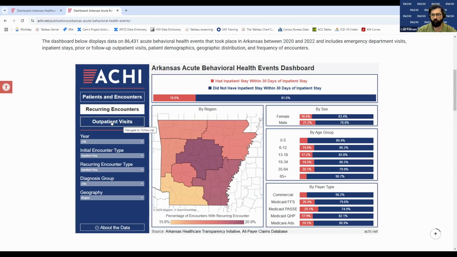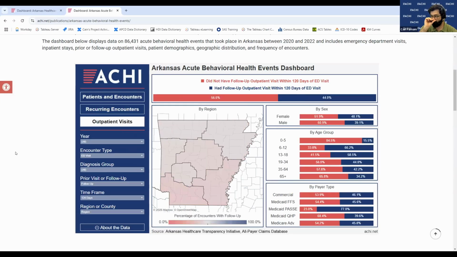And then our last tab we have for the acute behavioral health dashboard is the outpatient visits tab. This is specifically outpatient visits that occurred after one of these acute behavioral health events, the ED or the inpatient stay. So on the left-hand side, our filters just slightly change. Now we're looking at follow-up visits. We have the option to look at prior visits as well, but I'm going to hone in on follow-up visits for the time being. We can also look at a time frame for that follow-up visit.